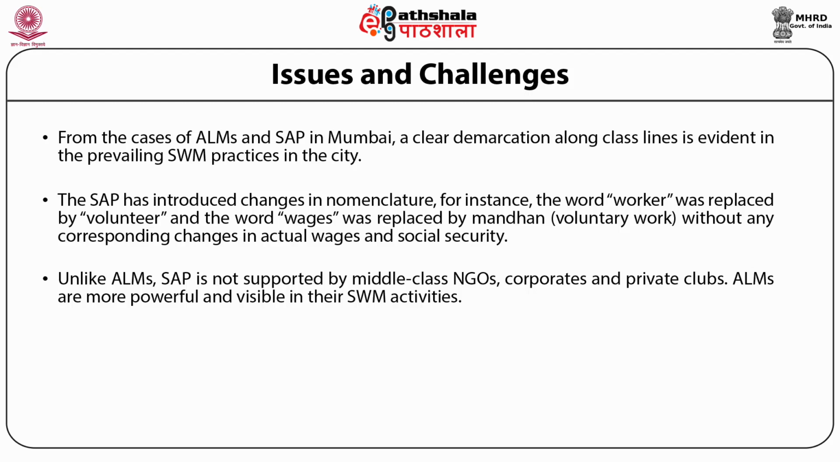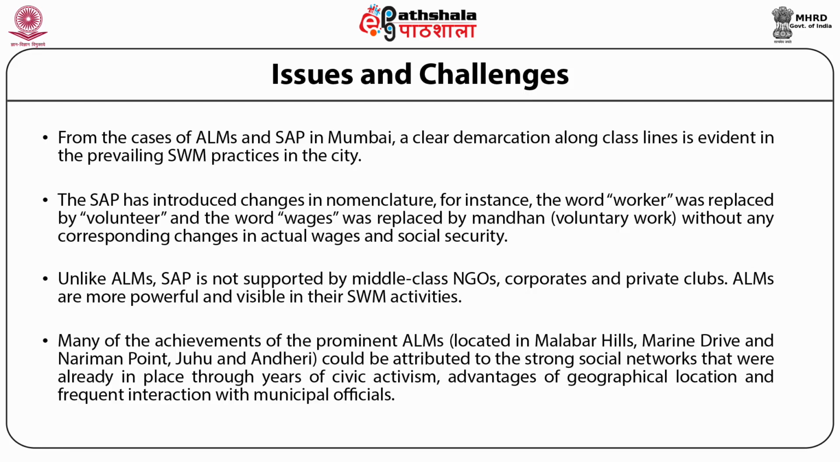Significant differences based on class situations could also be delineated between various ALMs spread across the city in terms of the services they commanded from the municipal authority and in terms of the visibility in the media and support they received from corporate houses. Many of the achievements of the prominent ALMs located in Malabar Hills, Marine Drive, Nariman Point, Juhu, and Andheri could be attributed to the strong social networks that were already in place through years of civic activism, advantages of geographical location, and frequent interaction with municipal officials.